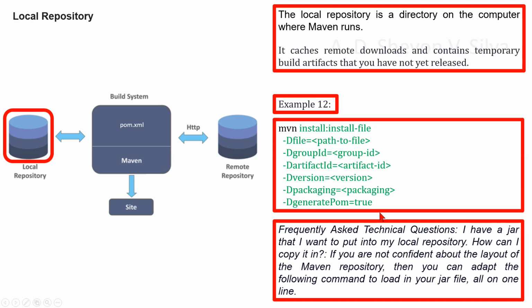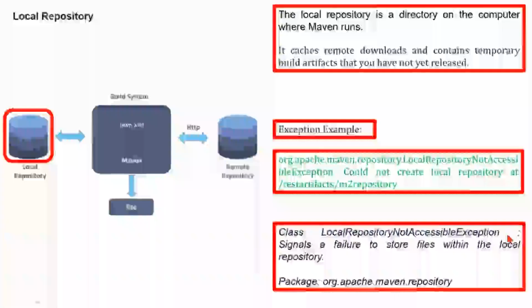If you are not confident about the layout of the Maven repository, then you can adapt the following command to load in your jar files, all in one line. Path to file, group ID, artifact ID, version, packaging, and here the packaging. An example we can consider is this one.